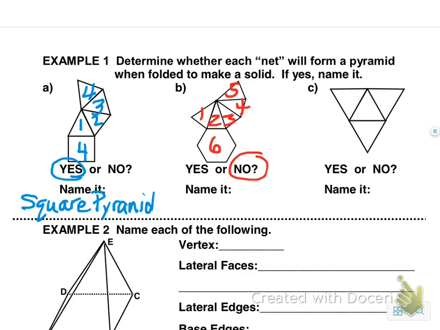For our next example, it kind of doesn't really matter since they're all the same shapes. I'm going to make this part the base. It has 3 sides, and it has 3 lateral faces, so yes, you can form a pyramid. And the name of this one is obviously a triangular pyramid. I'll abbreviate pyramid for you. Alrighty. Hopefully you have that understood, and then we're going to move on to the next example.